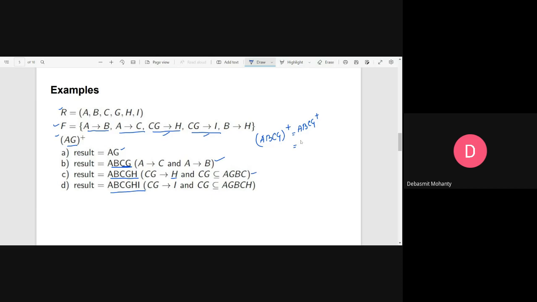So AB, CG plus, and then, because we have A defines C, I don't know whether ACG plus will qualify or not. Fine, go ahead.